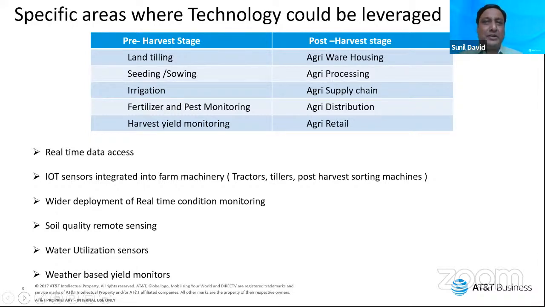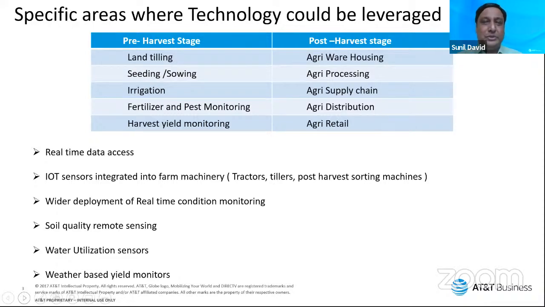Now, you can have technology that could be leveraged in pretty much every area of this. So I think, firstly, the fact that you need real-time data access is so important, because today we are living in a data-powered economy, and unless you have the power of data, you're not in a position to take decisions.